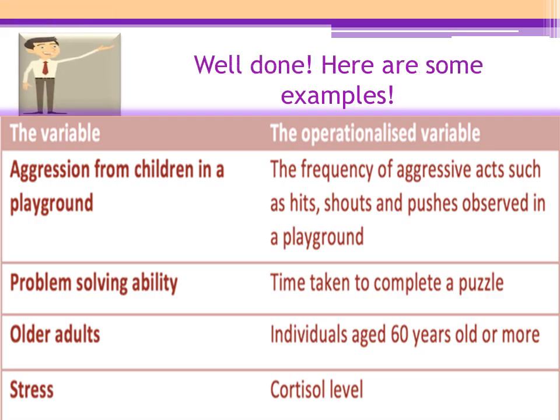The variable aggression from children in a playground could be defined as, for example, the frequency of aggressive acts such as hits, shouts, and pushes observed in a playground. Problem-solving ability variable could be defined, for example, as time taken to complete a puzzle. Older adults variable could be defined as individuals aged 60 years old or more, and stress variable could be defined as the cortisol level.